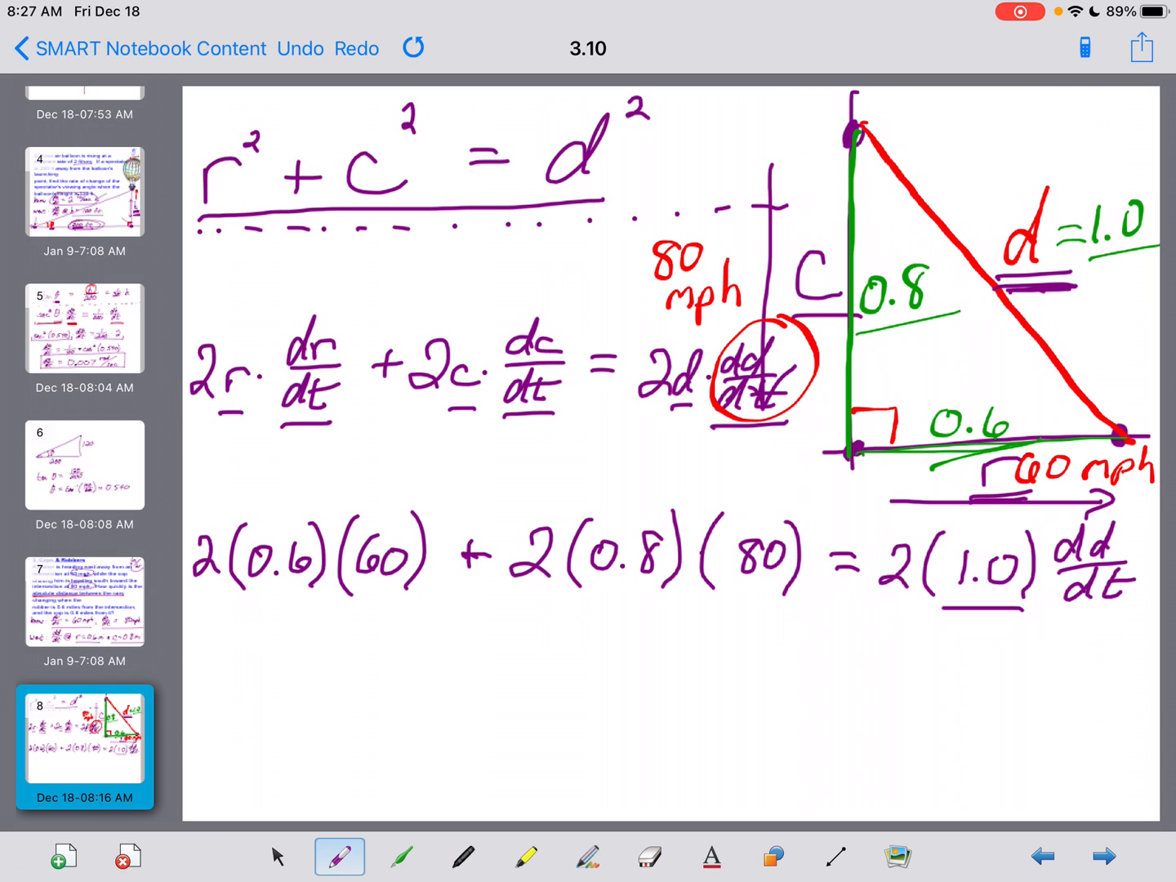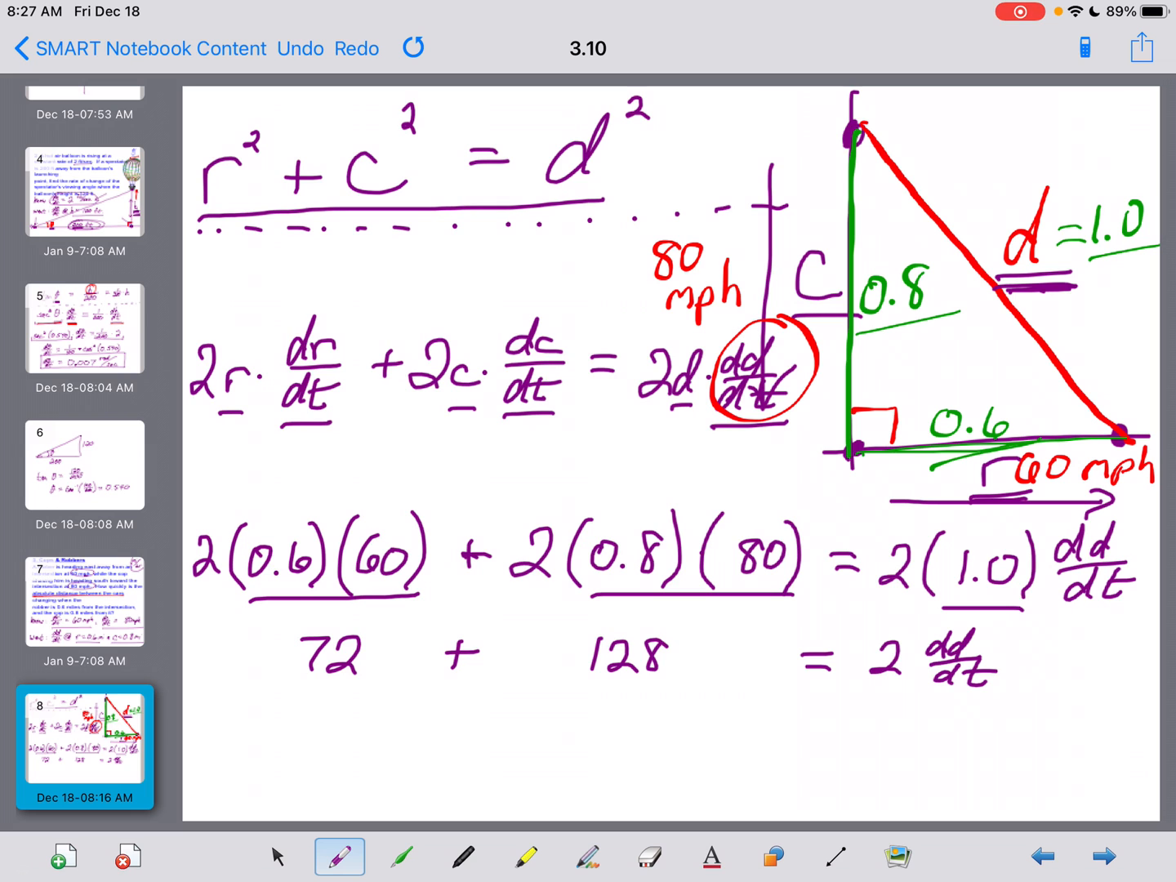Oh, I don't know. 0.6 times 60, that's going to be 36, times 2 is going to give us a 72. Plus 0.8 times 80, that is going to be 64. 64 times 2 is 128. And all of that equals 2D times dD/dt.